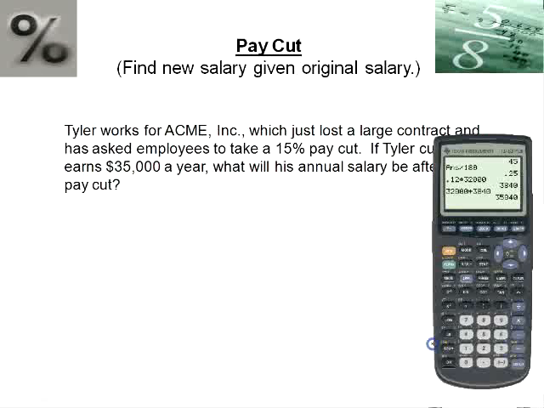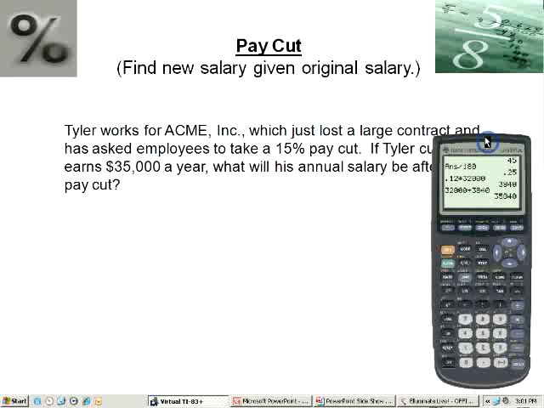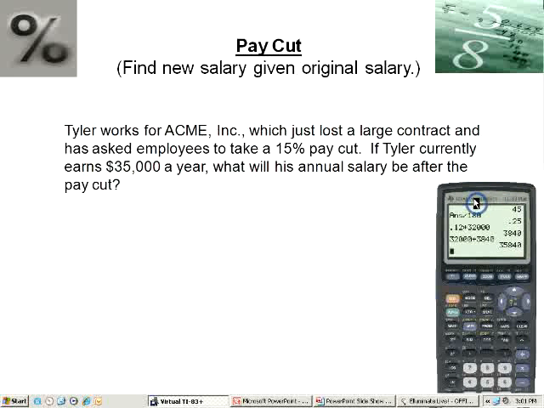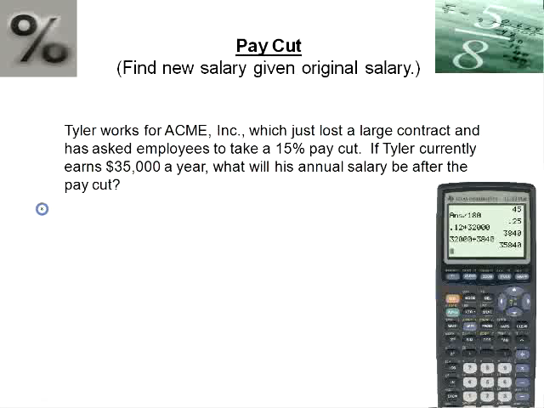Let's look at an example where rather than getting a pay raise, we're getting a pay cut. Tyler works for Acme. They've just lost a large contract, and the employees have been asked to take a 15% pay cut. Tyler is currently earning $35,000 a year. We're trying to figure out what his salary will be after the cut. Okay, so first, his cut is 15% of his current salary.